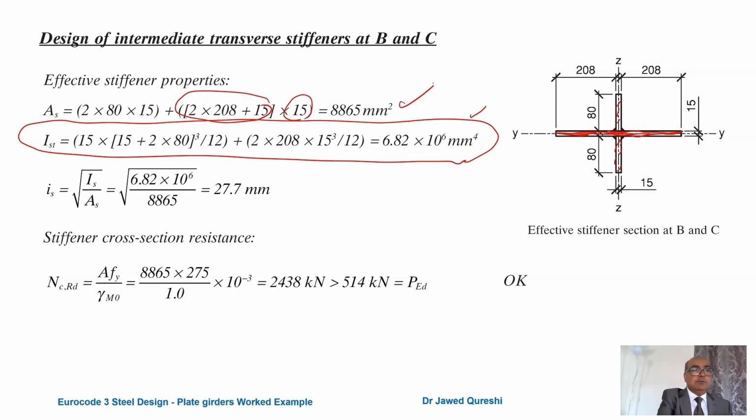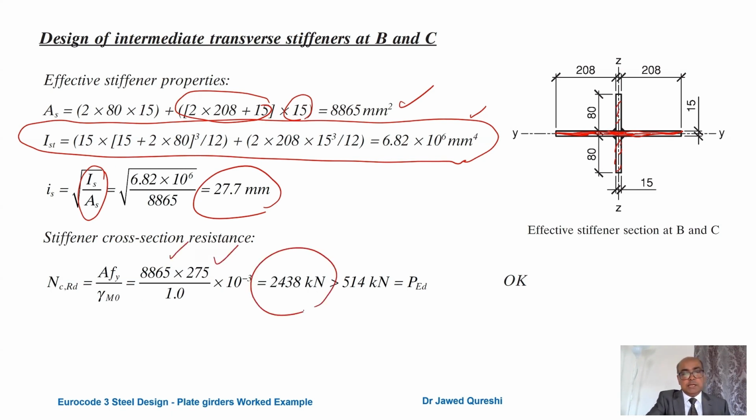If we put the values of I and A into this equation, we get i_s, which is the radius of gyration. This comes out to be 27.7 millimeter. It will help us find out the slenderness ratio. Cross-sectional resistance is A f_y over gamma M0. A we found out, f_y is 275. This comes out to be 2438, which is greater than the applied load P_Ed of 214 kilonewton.